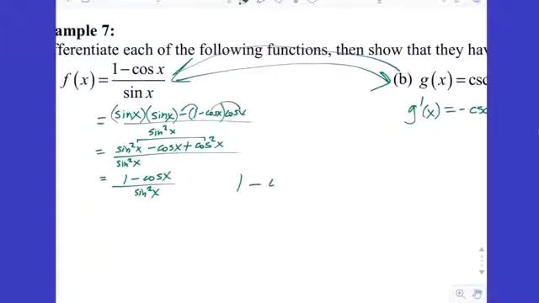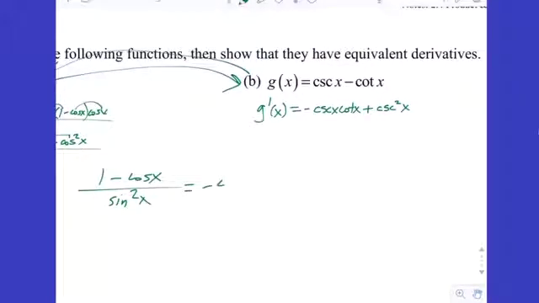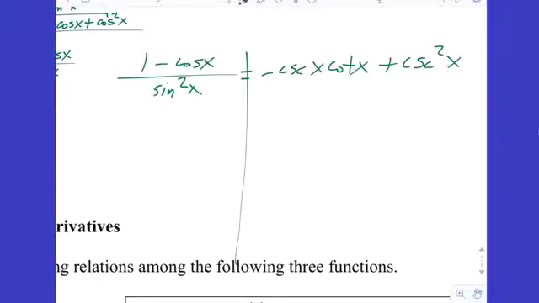Let's prove that (1 minus cosine of x) over sine squared of x is actually equal to negative cosecant of x cotangent x plus cosecant squared of x. Right? This would make a great trig proof. Which side do you want to work with? You want to work with the right side and make it look like the left, or start with the left and make it look like the right?